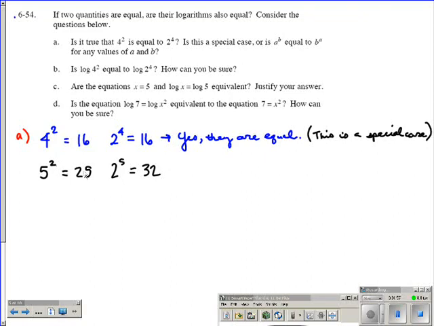Okay, so 5 squared equals 25, 2 to the 5th equals 32. So therefore, we could pretty much say that a to the power of b is not always going to equal b to the power of a.